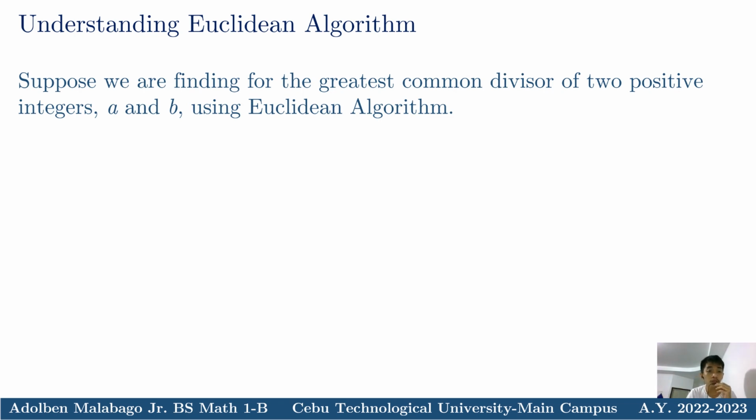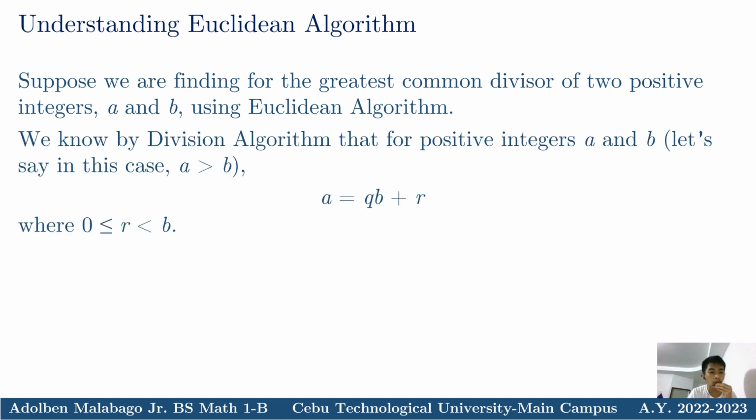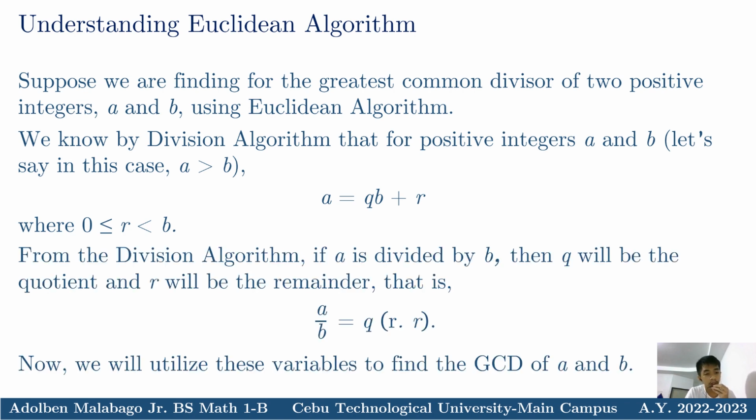So now, suppose we are finding the greatest common divisor of the two positive integers A and B using the Euclidean algorithm. So here, it's like we are getting the GCF of two integers, but through the use of notations. By the division algorithm, for positive integers A and B, let's say in this case A is greater than B, A = QB + R, where R is less than B but greater than or equal to 0.